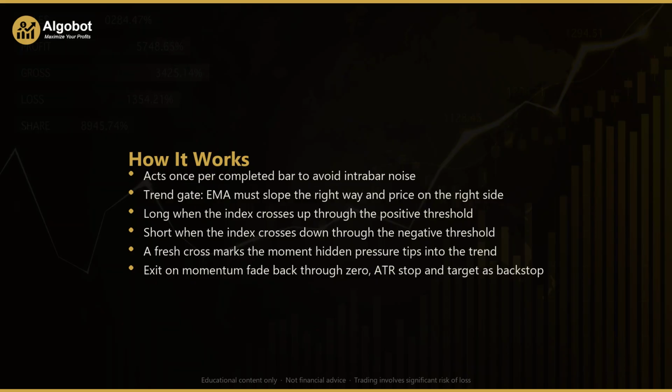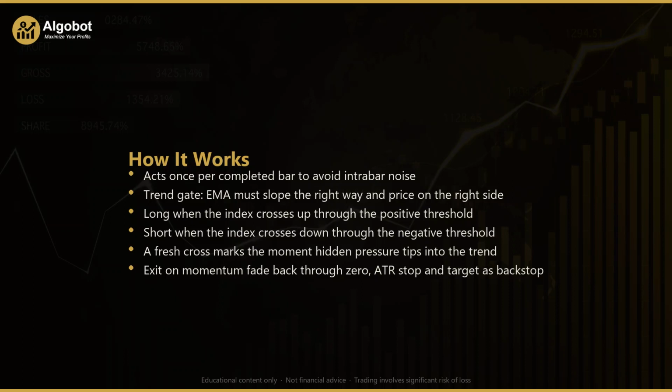For a short, it looks for the index to cross down through the negative threshold. Notice that it wants a fresh cross, not a reading that has been elevated for a while. That fresh cross marks the exact moment hidden pressure tips into the trend, which helps avoid late entries into moves that are already exhausted. When a long setup lines up, the expert advisor buys at the ask. When a short setup lines up, it sells at the bid. Only one position per magic number is held at a time.